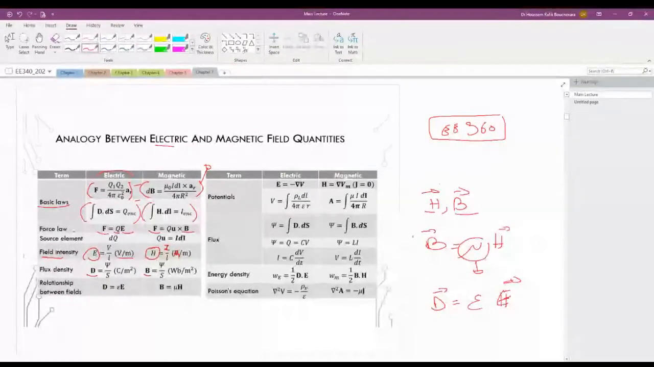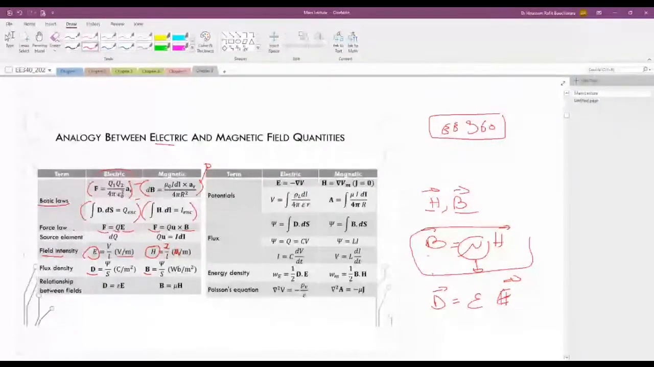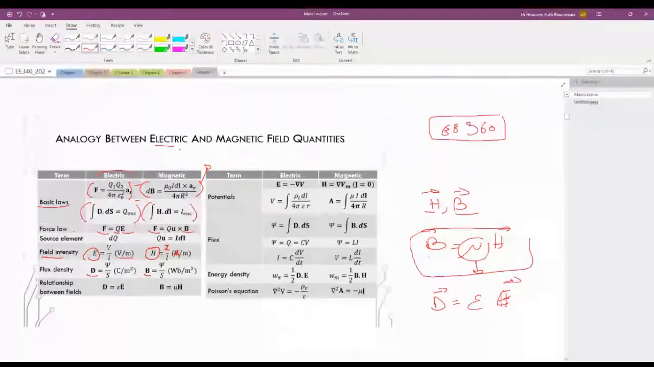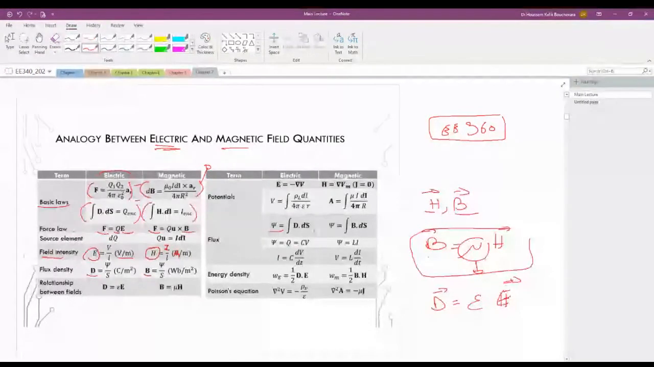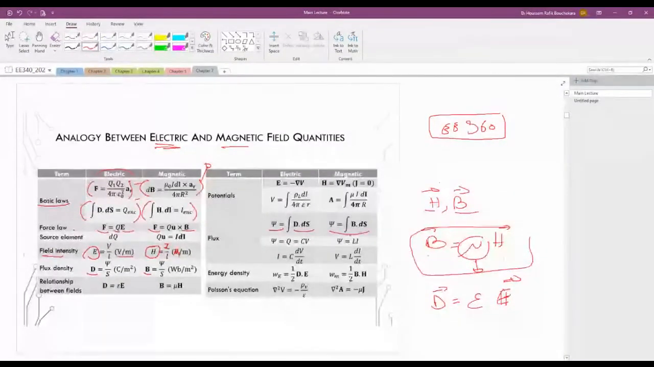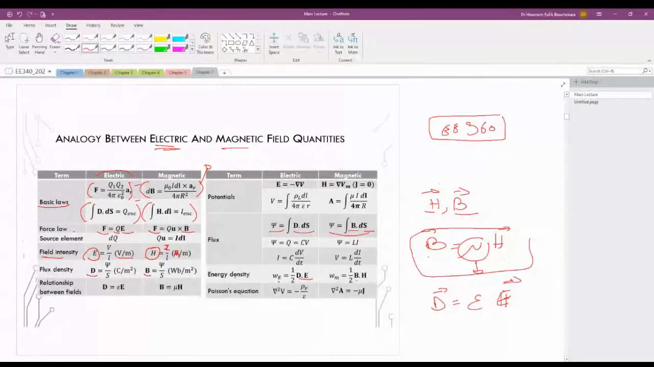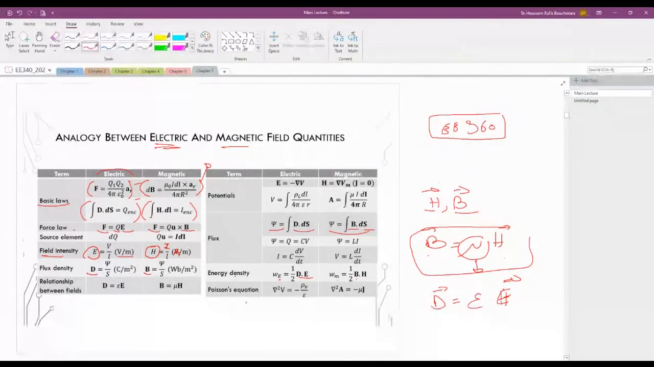In the electric field we had D is equal to epsilon E. Here in the magnetostatic field we will have B is equal to mu H. There is an analogy between the electric quantities and magnetic quantities. The flux we defined as D dot dS, and on the magnetic side it is B dot dS. The energy density is 1 over 2 D dot E, and here it is the magnetic energy density, and this is the electric energy density.